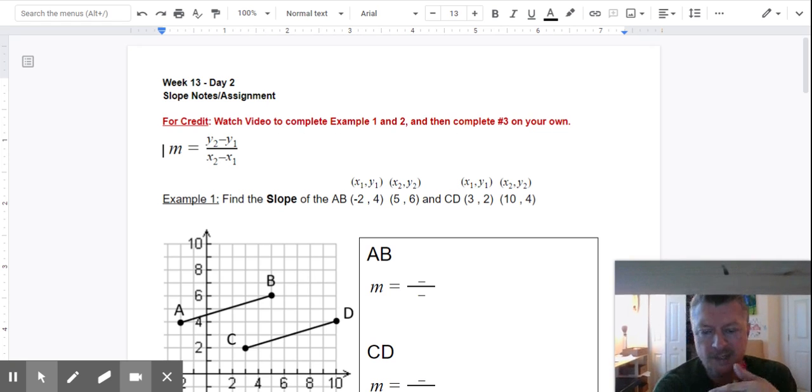All right, so you guys have done slope. Now we're going to use slope to find some attributes of these segments. First we're going to find the slope, then we'll talk about what's going on.